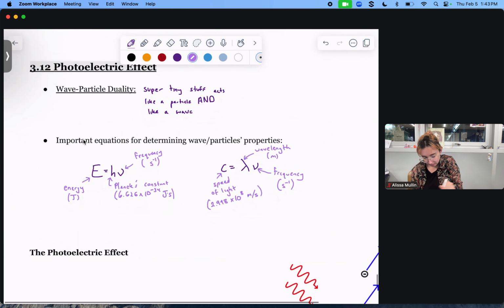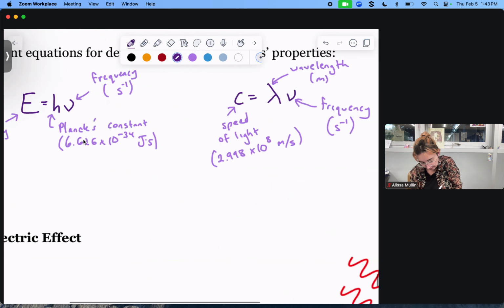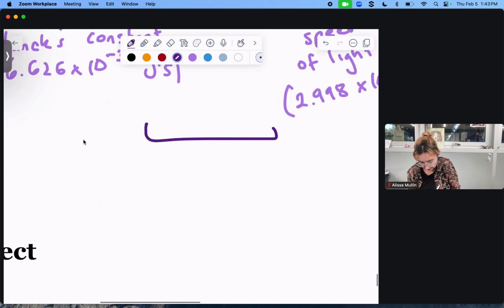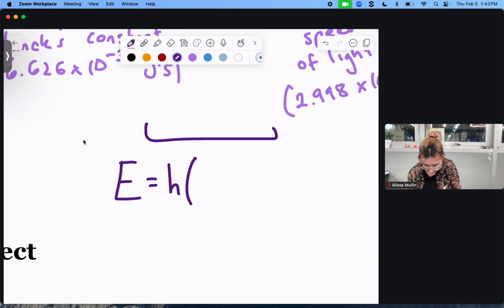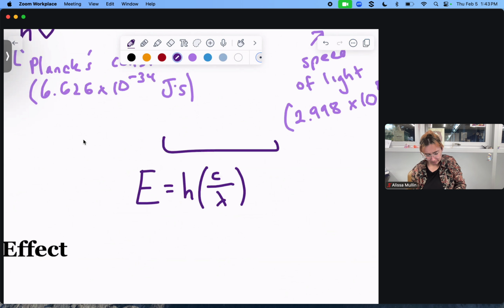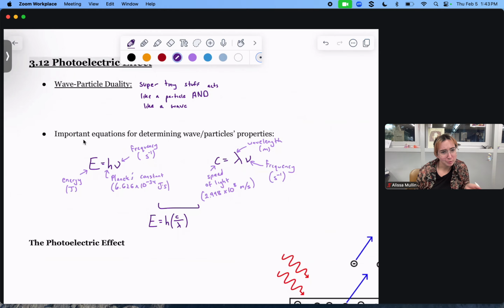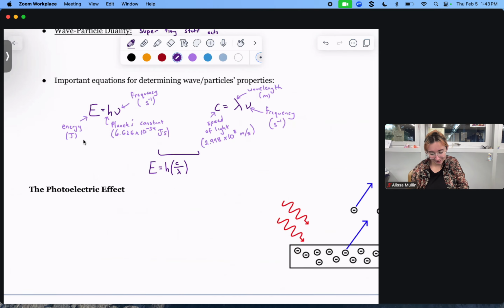You could do a little combination here where you solve for frequency and plug it into the other equation. So a derivation you could do is this. I don't think that one's on your equation sheet, but hopefully you could figure that out if you ever needed it. I'll go try it if you need.